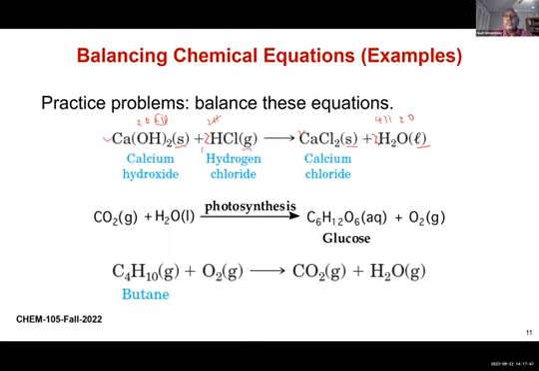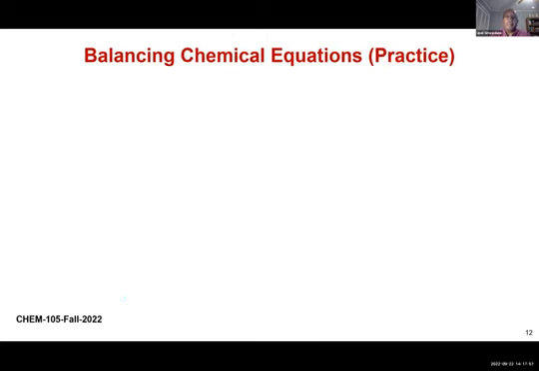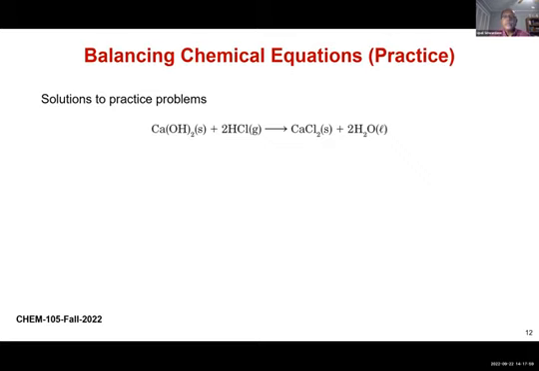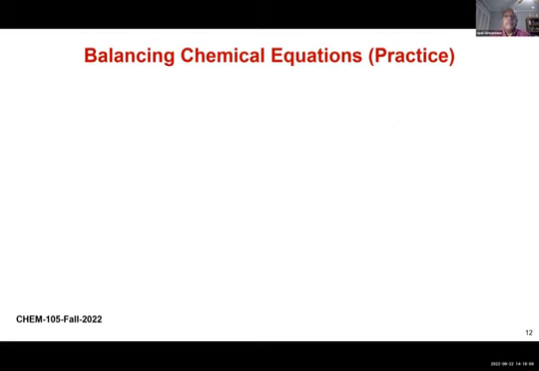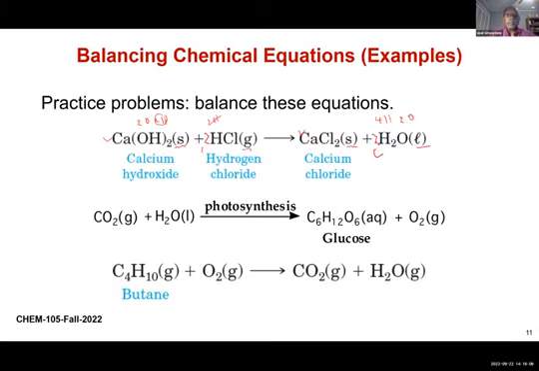Therefore, by putting 2, 2, we make the equation balance. That's the balanced equation. Okay, we go into the other one. How do you balance it? You don't start with the oxygen. You start with 6 carbons. 6 carbons here.